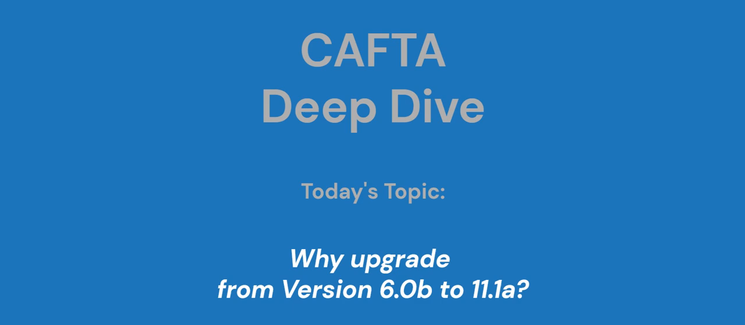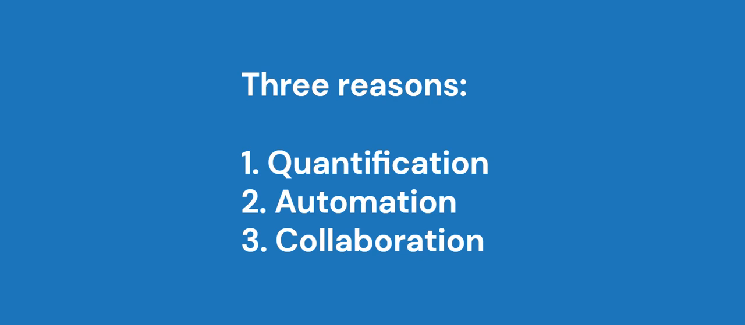And we're going to tackle that by looking at three main areas where things have really advanced. Quantification, automation, and also collaboration. Yeah, these are pretty significant enhancements designed to help deal with the kinds of complex risk models that seem to be becoming more common. Okay, so let's dive into that first word, quantification.